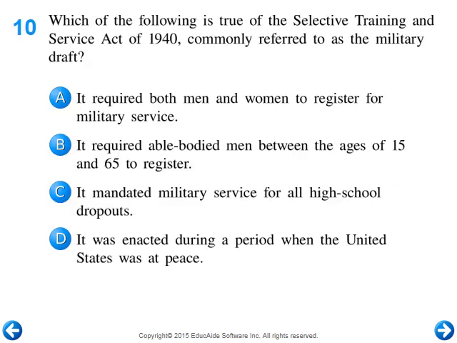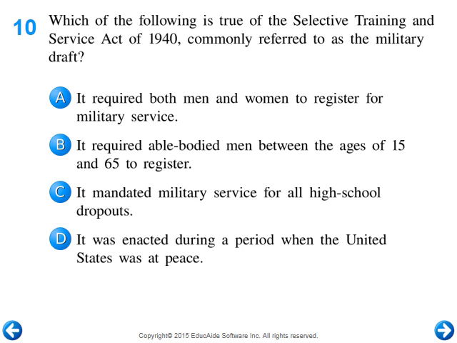All right, number 10. Which of the following is true of the Selective Training and Service Act of 1940, commonly referred to as the military draft? All right, A, it required both men and women to register for military service. We can go ahead and eliminate that. It doesn't. B, it required able-bodied men between the ages of 15 and 65 to register. You don't register for selective service at 15, so it's not B. We can eliminate that. C, it mandated military service for all high school dropouts. No, it didn't. Okay, so we can eliminate that. D, it was enacted during a period when the U.S. was at peace.